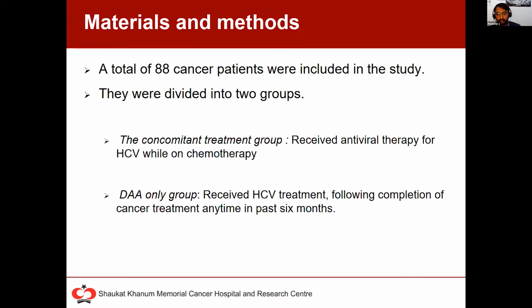The first one was the concomitant treatment group, who received antiviral therapy as well as chemotherapy simultaneously. And the other was the direct-acting antiviral group only, in which hepatitis C treatment was given after the completion of cancer treatment, anytime in the past 6 months.